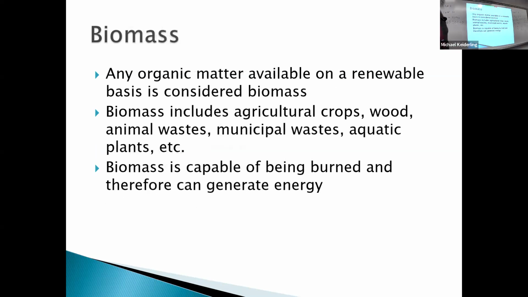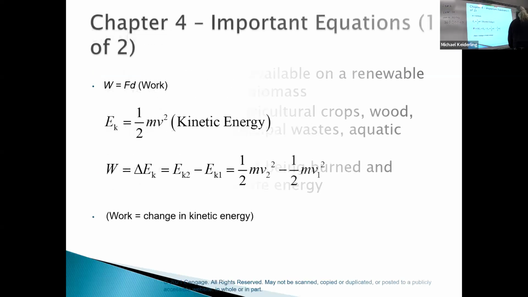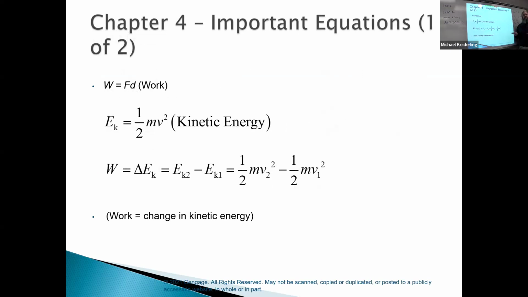So biomass, any organic matter available on a renewable basis, is considered biomass. These are industrial crops, wood, animal waste, municipal waste, aquatic plants, etc. You can burn this and generate electricity. Burning garbage to generate electricity is a pretty common thing in Europe. So that's the end of chapter 4.